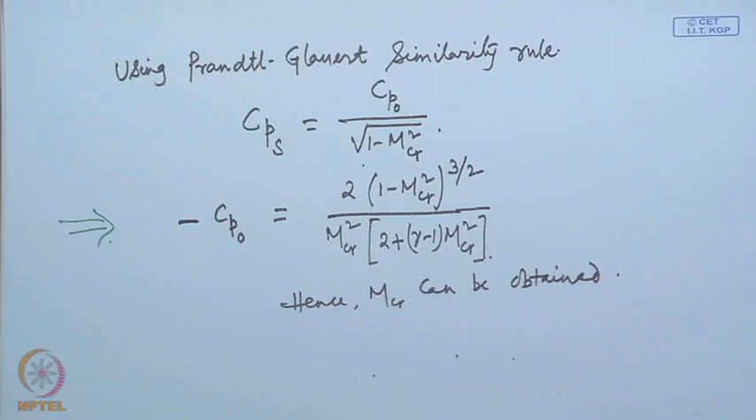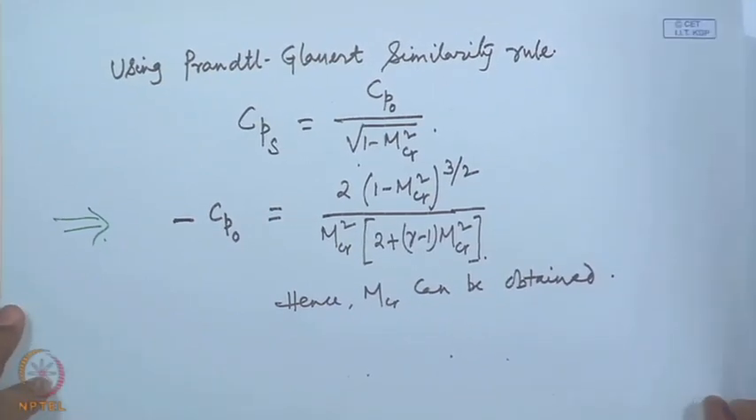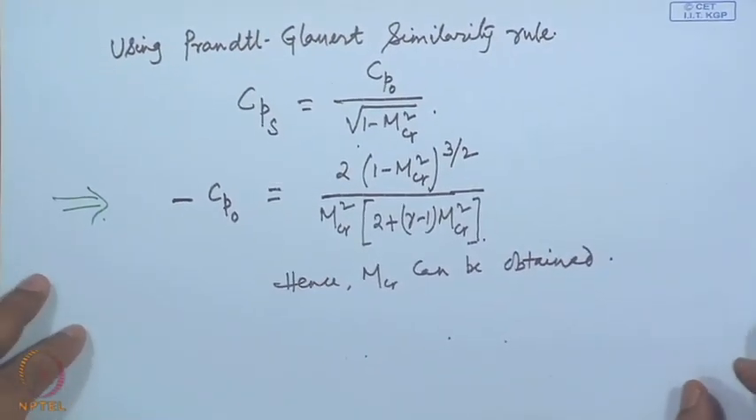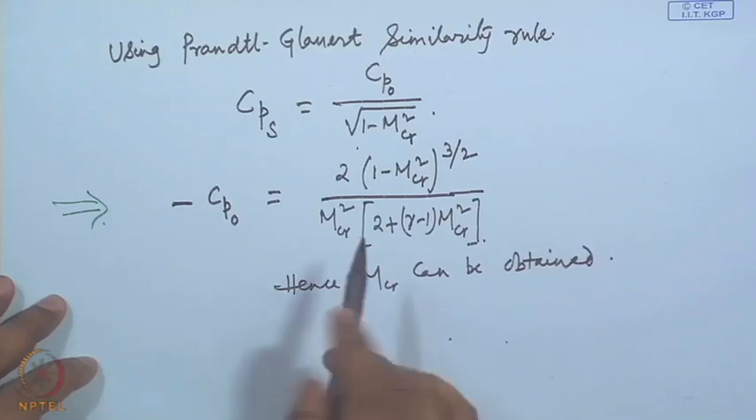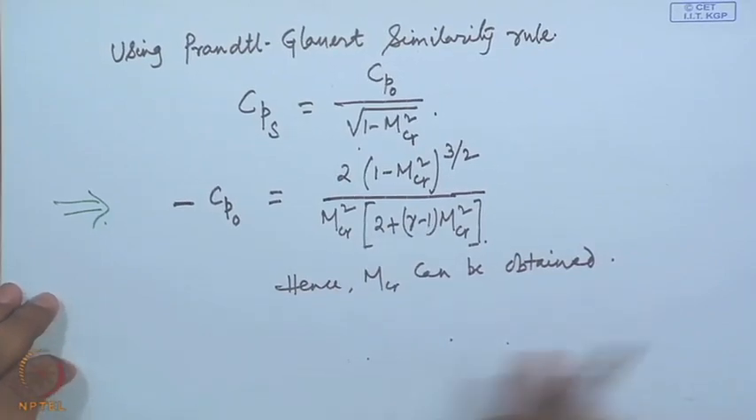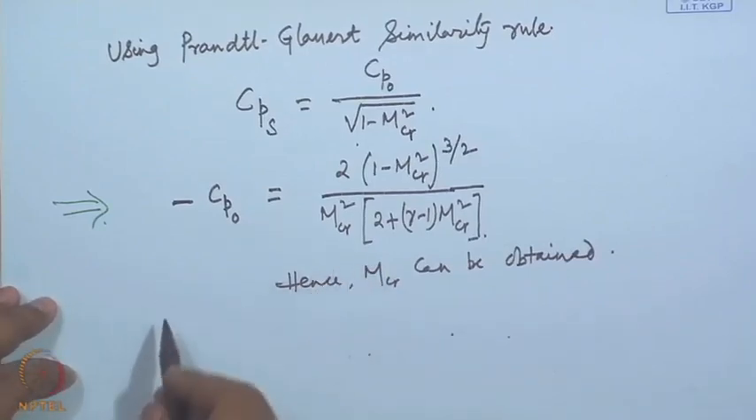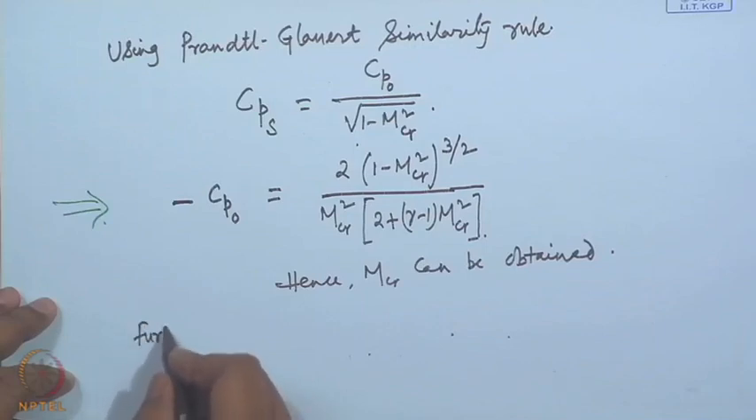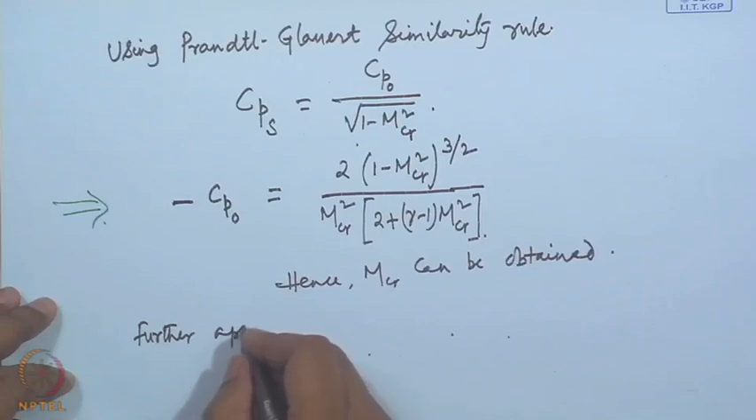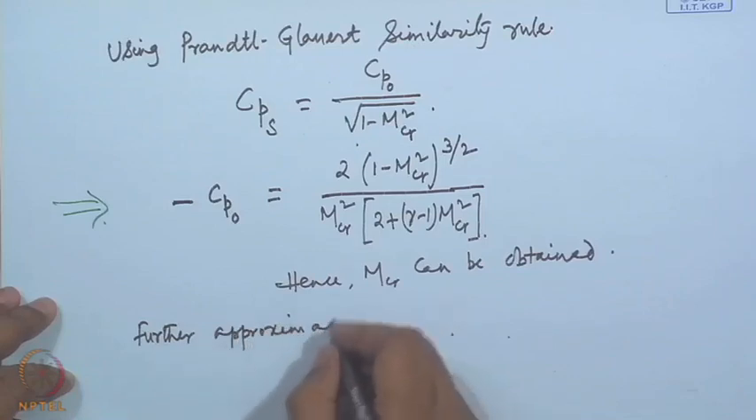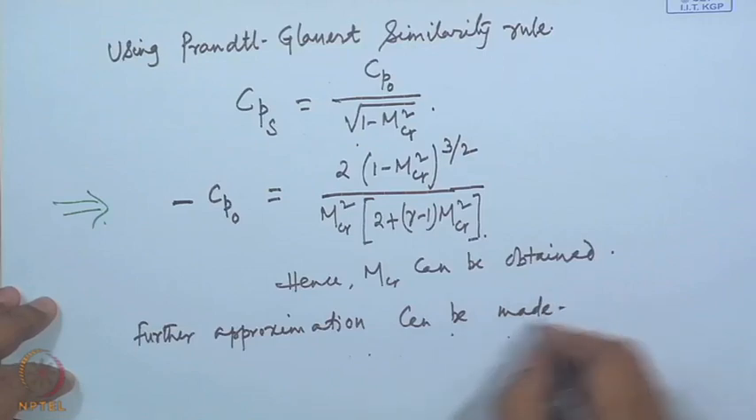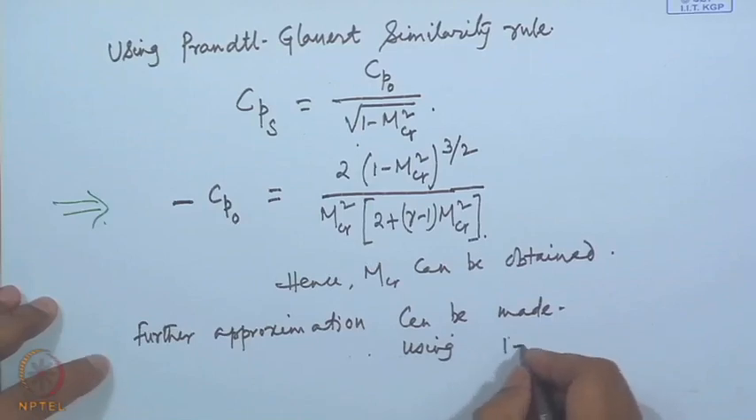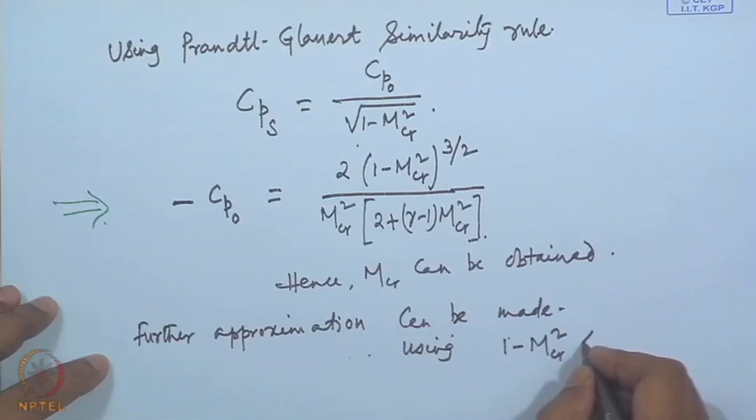However, this is an implicit equation and finding the value is not straightforward, but it can be solved quite easily. However, even a further simplification can be made, which needs some sort of approximation of this equation. So, if we approximate it, a further approximation can be made using that 1 minus M critical square is considerably less than 1.